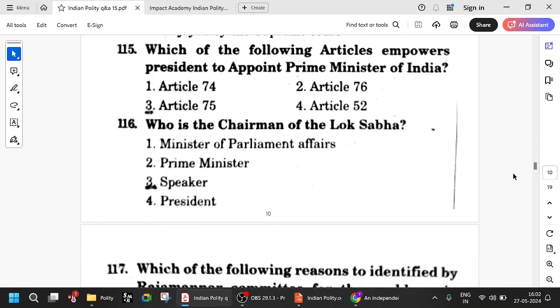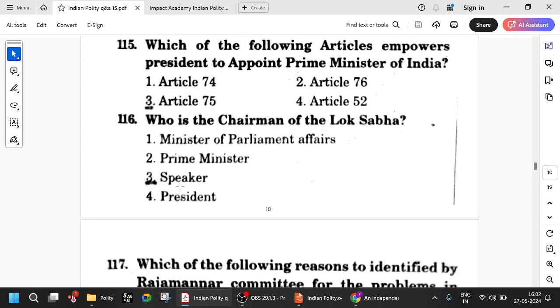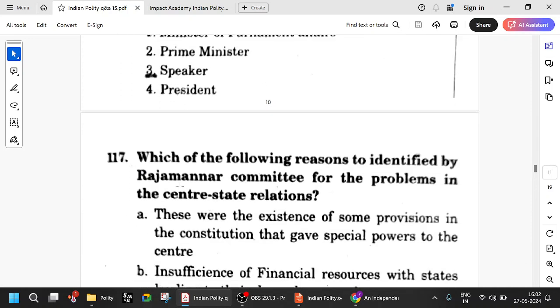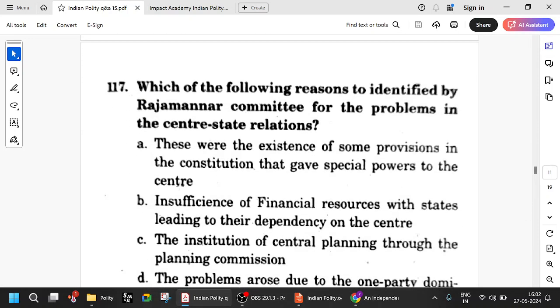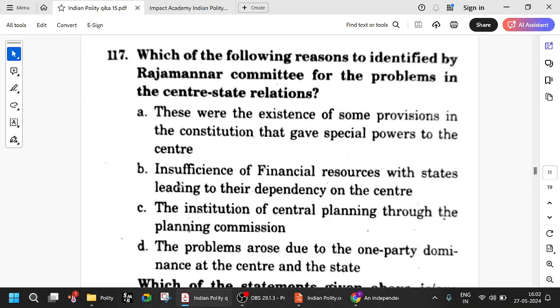So the chairman of the Lok Sabha is the speaker. Chairman of Rajya Sabha is the vice president. Which of the following bodies was set up to examine the problems in central-state relations? So central-state relations means immediately Rajamannar Committee, Sarkaria Commission, Punchhi Commission, all those things will come.